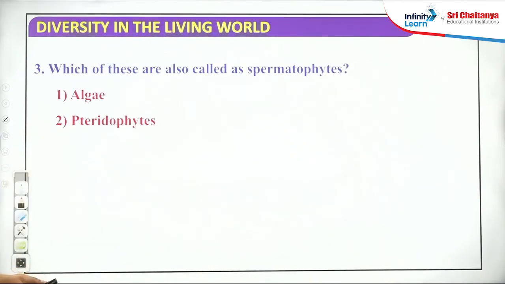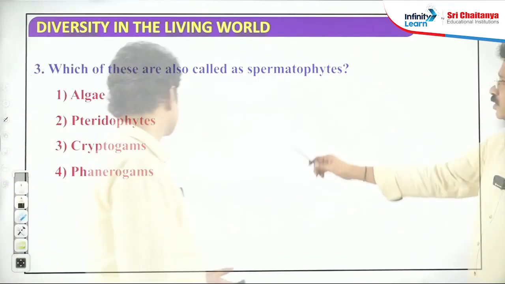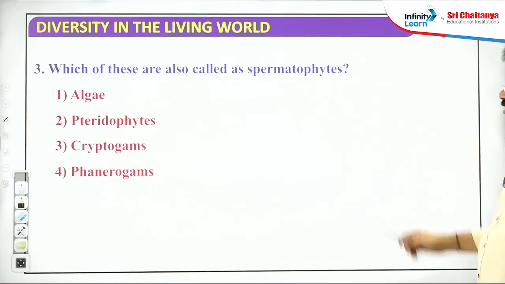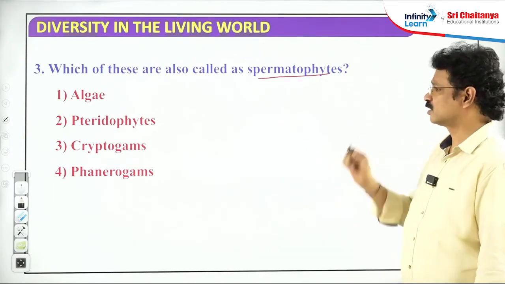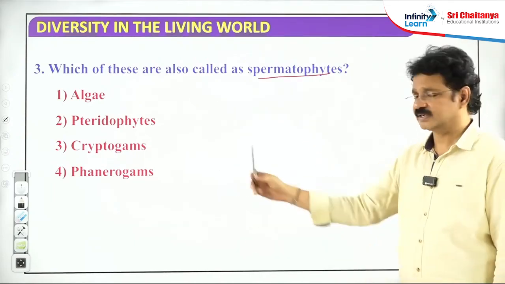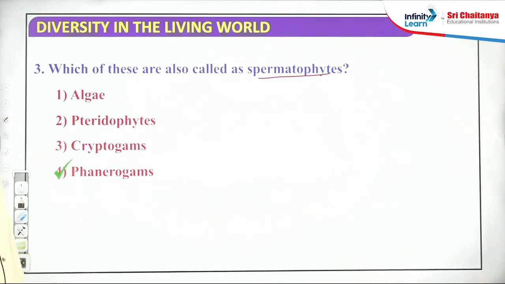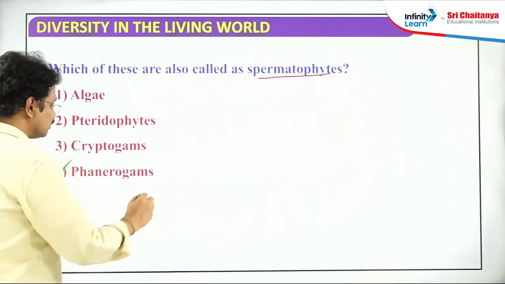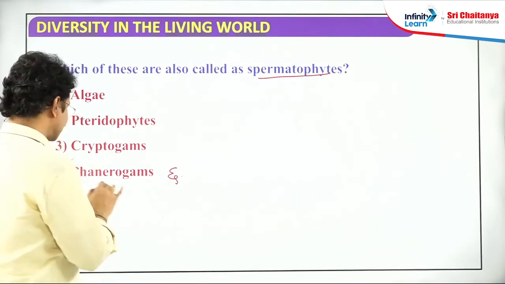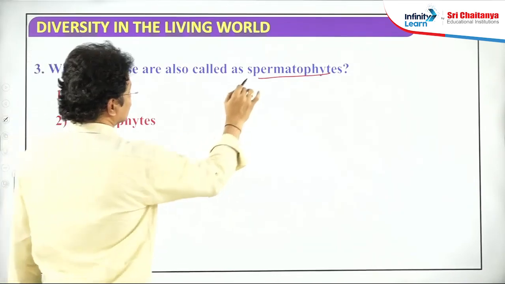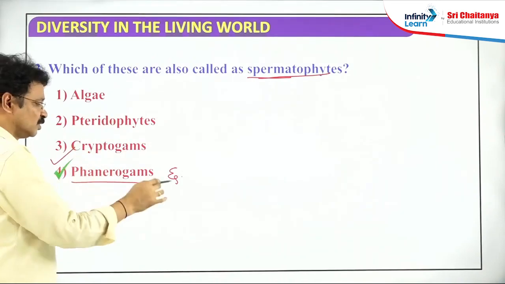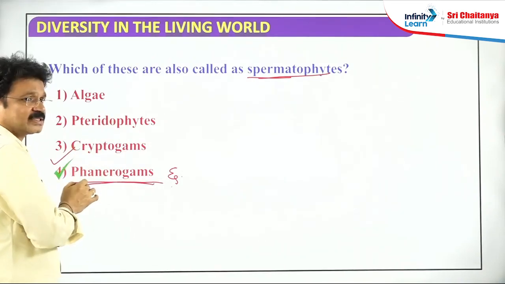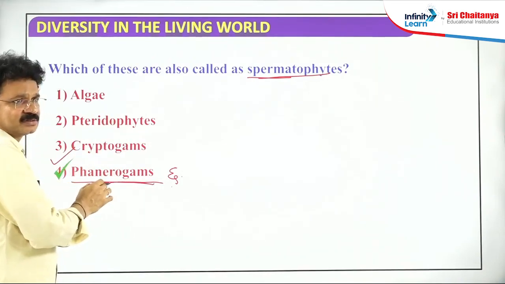Next, one more question. Which of these are also called spermatophytes? Spermato, seed producing plants. Answer this question. Yes, good. Phanerogams. What are examples for phanerogams or spermatophytes? Fourth option is true, no doubt. But examples for what kind of plants are placed under phanerogams?